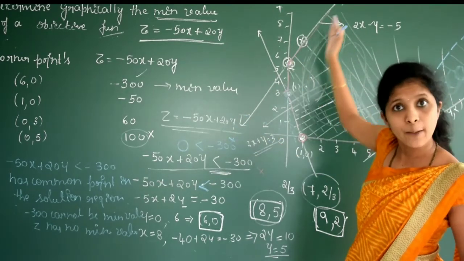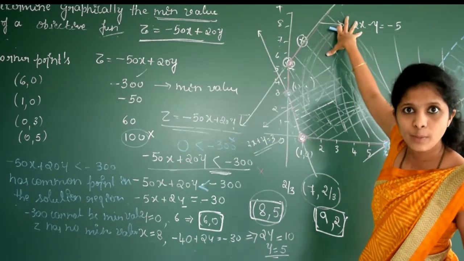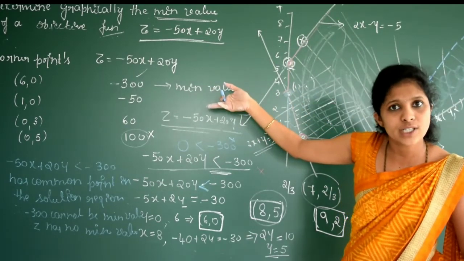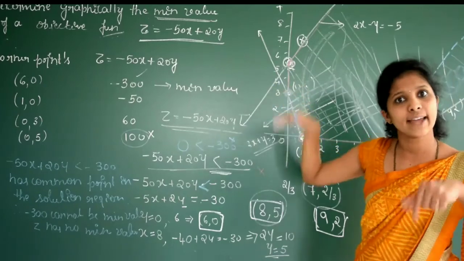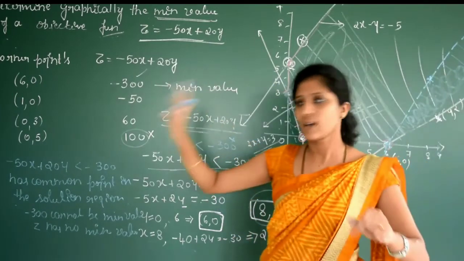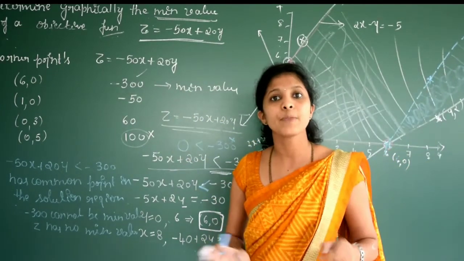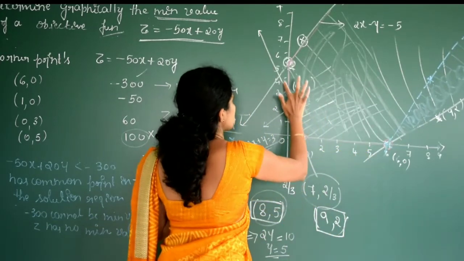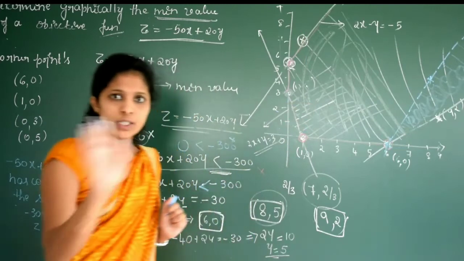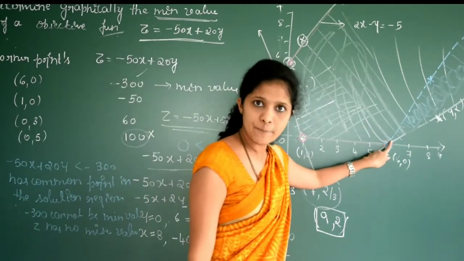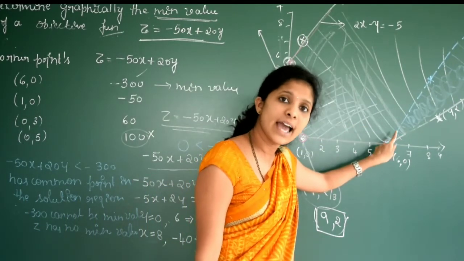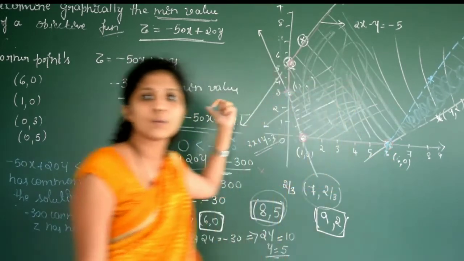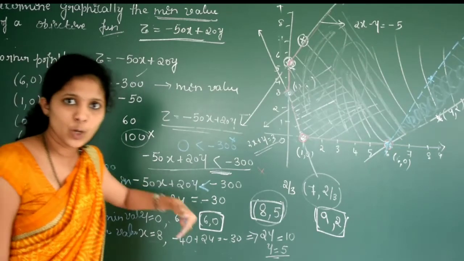Here, if it is upwards, obviously it has a common region. If it is downwards, then it has no common region with the solution region. At that time we can say that this value, minus 300, is the minimum value. But in this case, see, this is not the line, I just gave the example for this. So this will be the line, and this line has a common region with the solution one. So it cannot be a minimum value. I hope you understood this one.